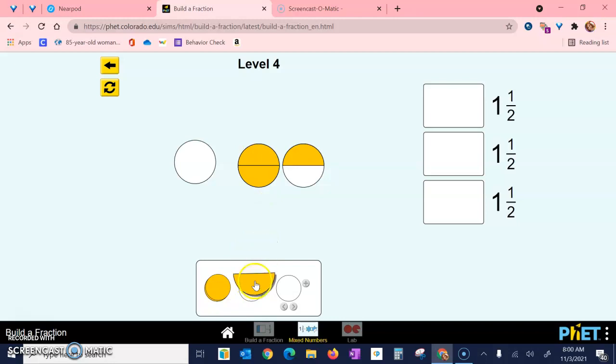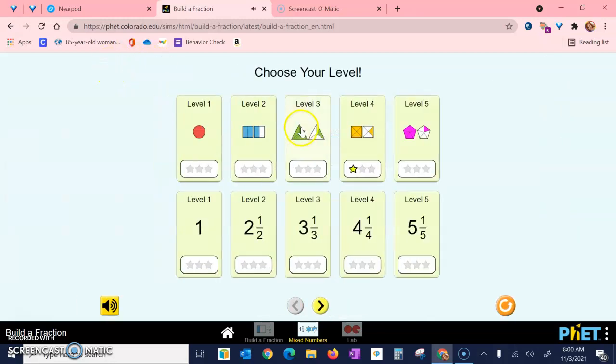How many halves do I have now? I have 3 halves. I have 2 that made a whole and then this one. So what I really have is 1 1/2. Okay, let's look at another one.